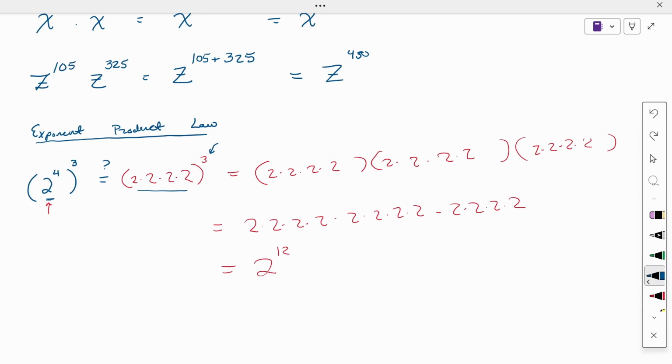And then, of course, we can remove the parentheses due to the associative law. We've talked about that a zillion times in class. So you can remove the parentheses, and then you simply count up how many 2's you have. And at the end of the day, we should have 12 2's.